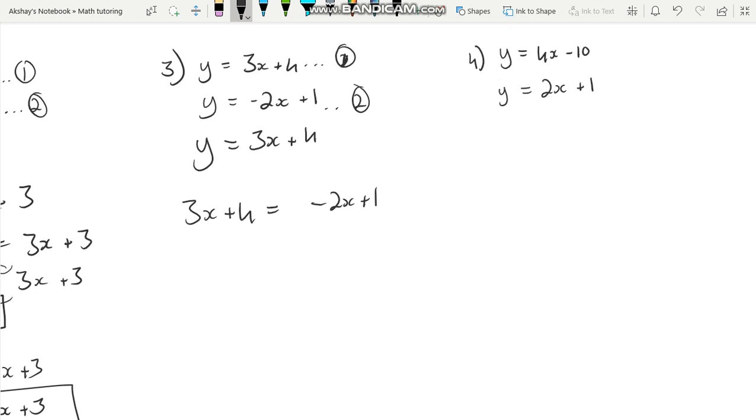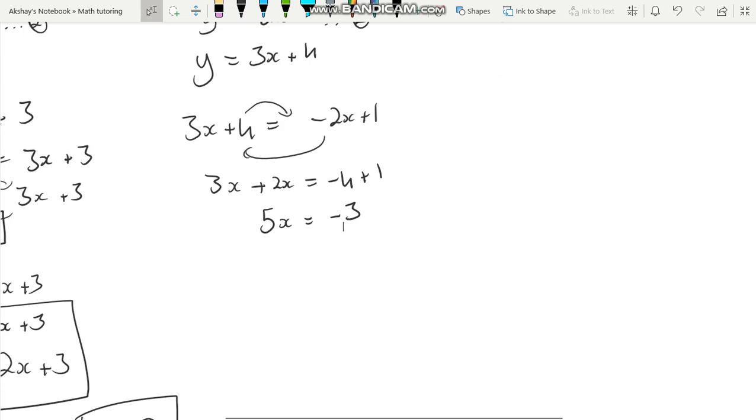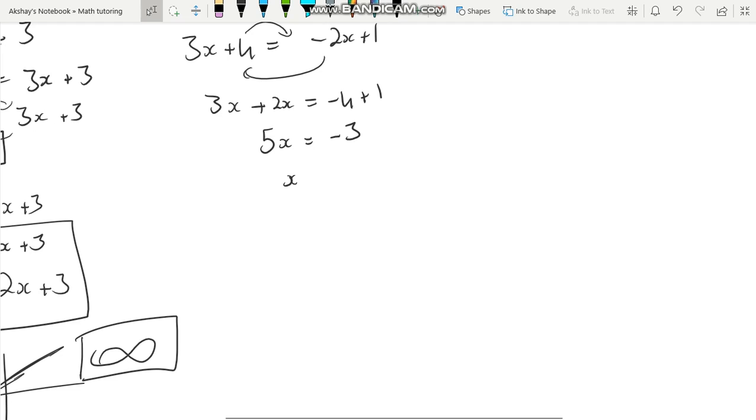Of course, with linear equations, I can take my negative 2x to this side, which would become 3x plus 2x. I can take my 4 to this side, which becomes negative 4, so negative 4 plus 1. 3x plus 2x is 5x. Negative 4 plus 1 gives me negative 3. Now I have 5x equal to negative 3, so x is equal to negative 3 divided by 5, because I divide both sides by 5.